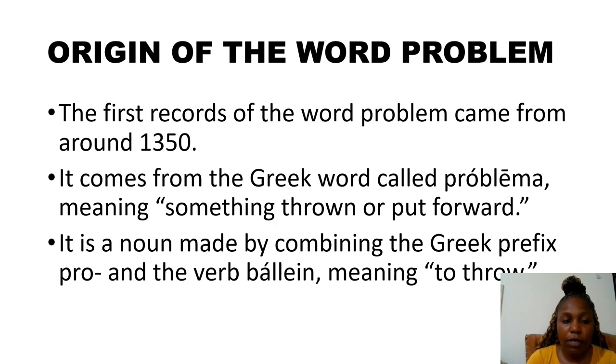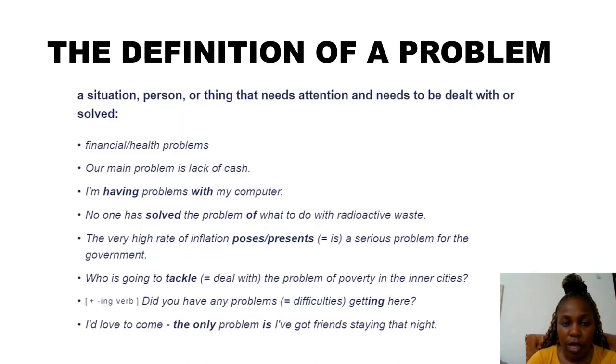Before defining a problem in action research, we want to understand what the word problem is or where it originated from. The first records of the word problem came from around 1350. It is from the Greek words problema, meaning something thrown or put forward. It is a noun made by combining the Greek prefix pro and the verb balein, meaning to throw.